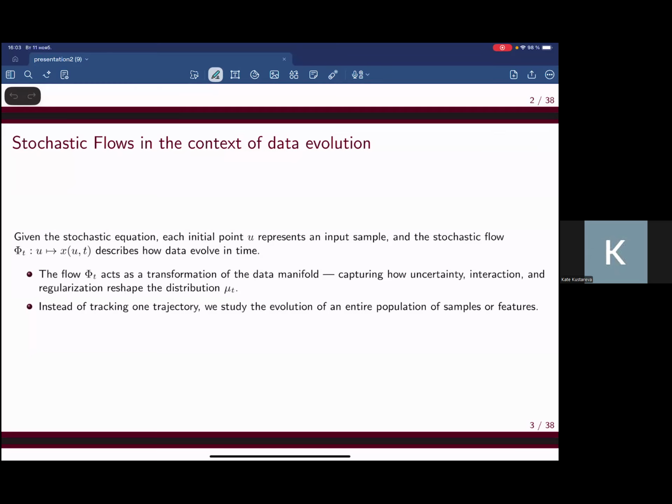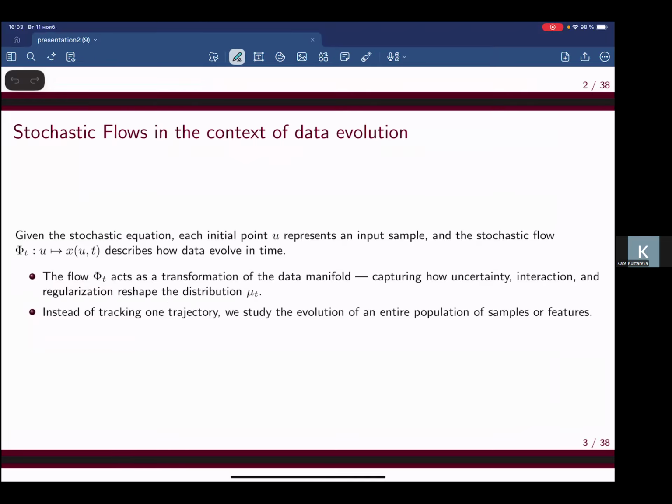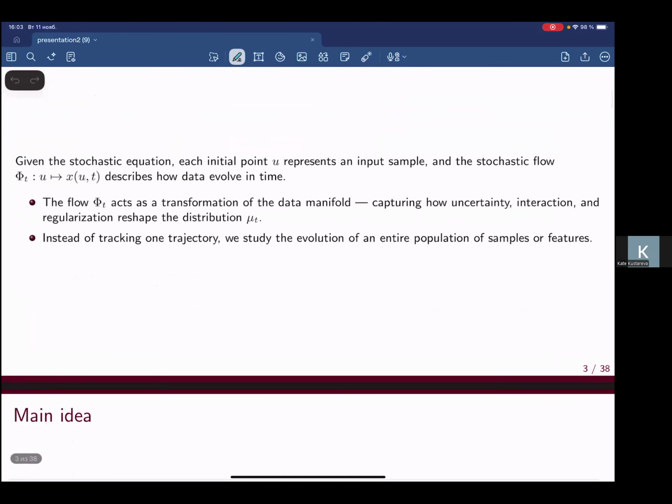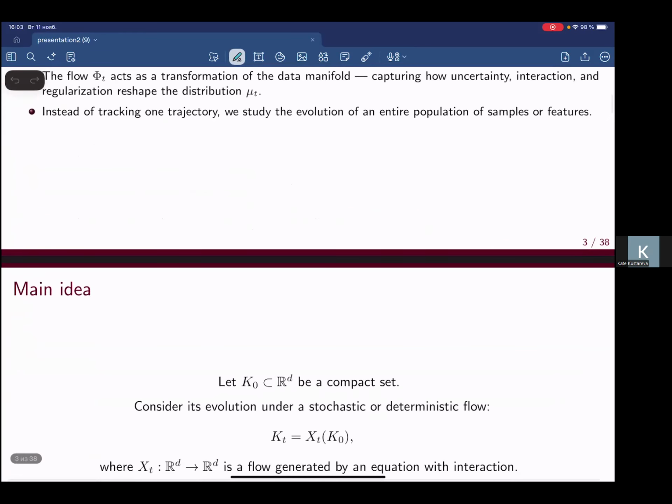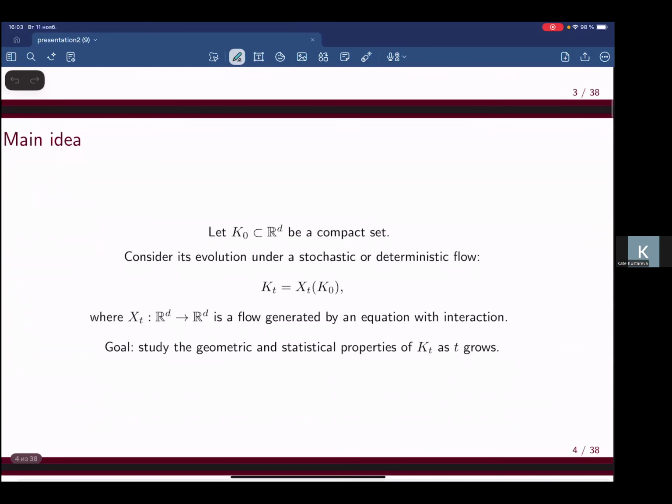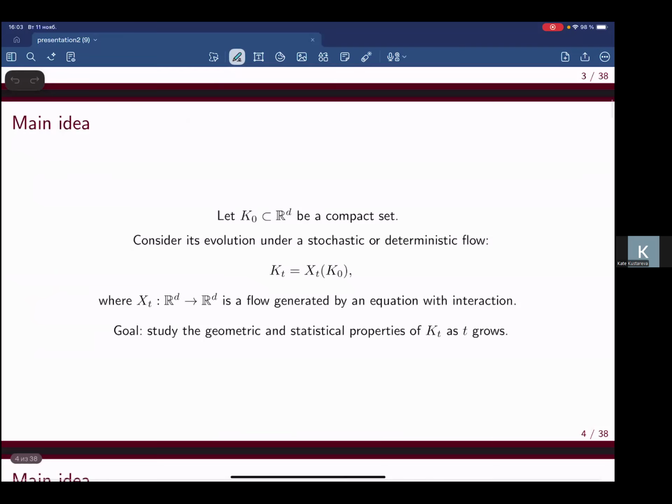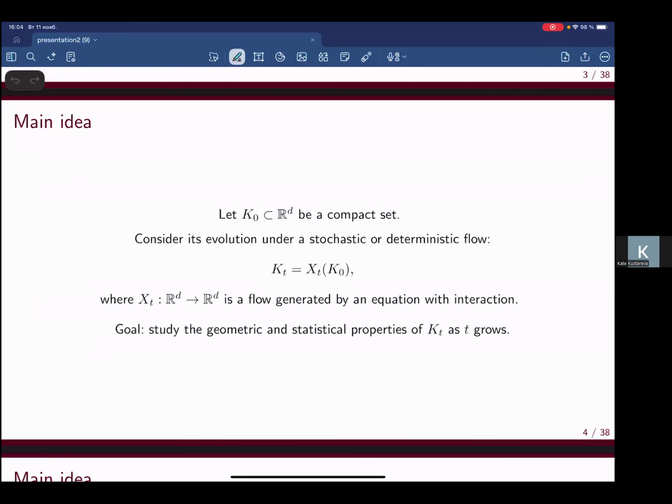And this perspective is very close to how modern machine learning models treat data. For example, in diffusion models or stochastic gradient dynamics, where the entire population of samples evolves stochastically toward a more regularized configuration. The main idea is the same. So since we can interpret the stochastic flow as a transformation of the data manifold, let us now look at it from a geometric point of view.